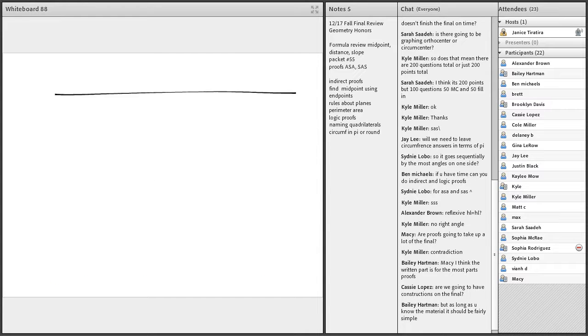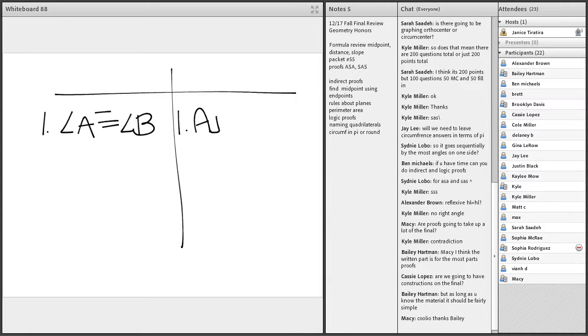And then the 2-column proof would have been similar, where we would have done angle A is congruent to angle B, and we say assume temp opposite of proof.